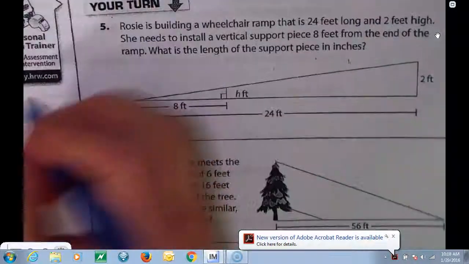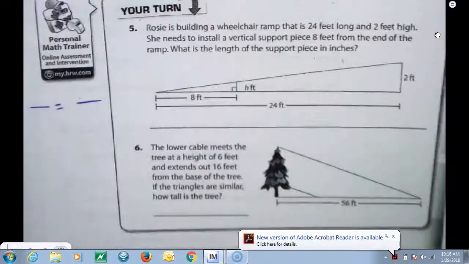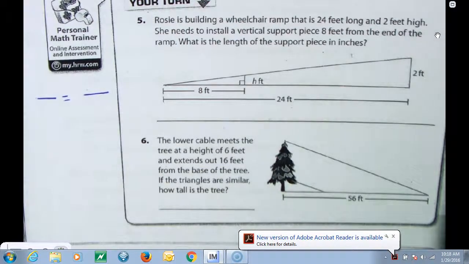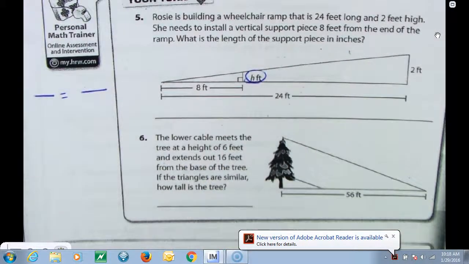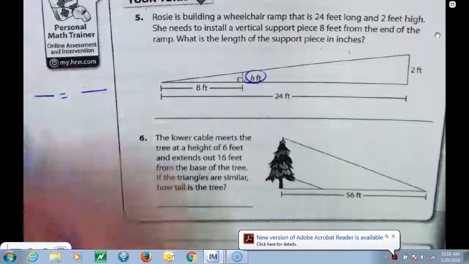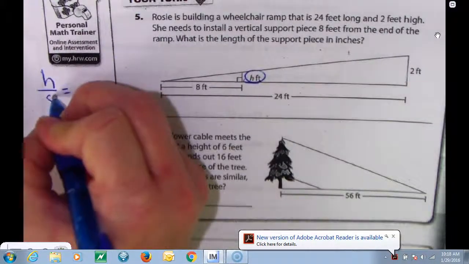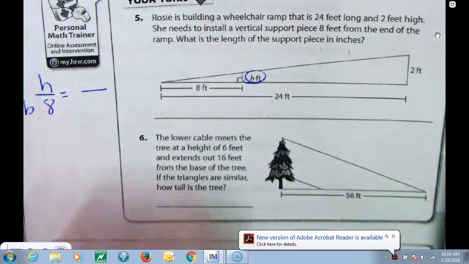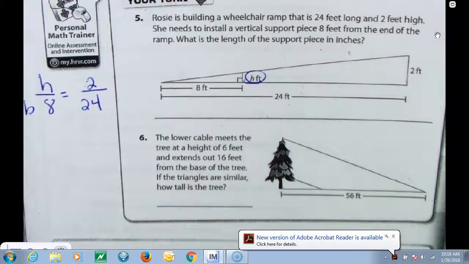So let's come over here in the margin. Do you see the smaller triangle and the larger one? Okay, let's circle the H. So let's do the smaller one first. What do y'all want to put for the smaller one? H over 8. So 8's the base. 2 over 24. You good with that, everybody?